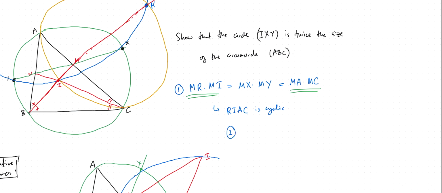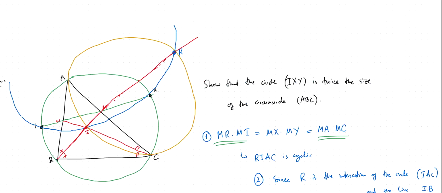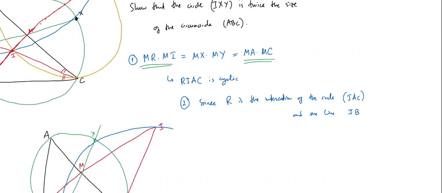Since R is the intersection of the circle IAC and the line IB, this intersection is automatically the other center. R must be a tangent circle center, the external one.